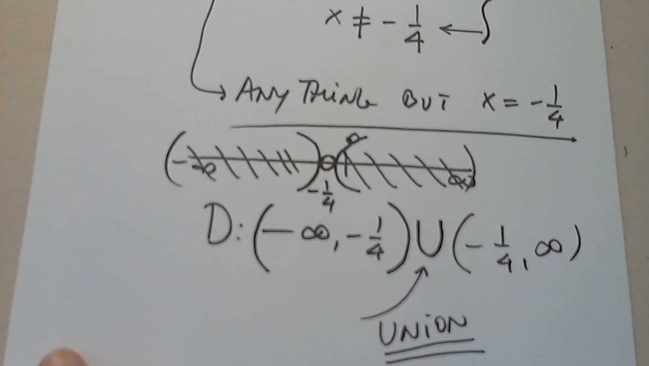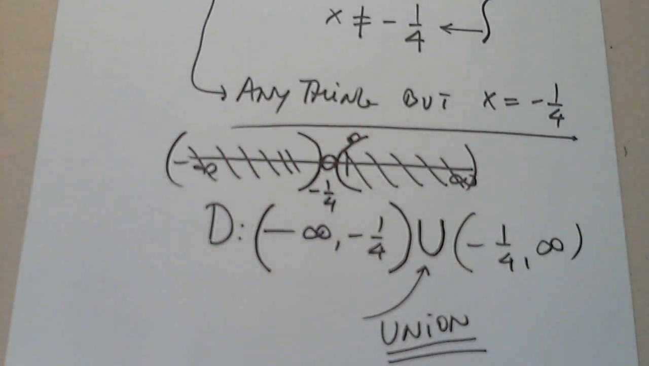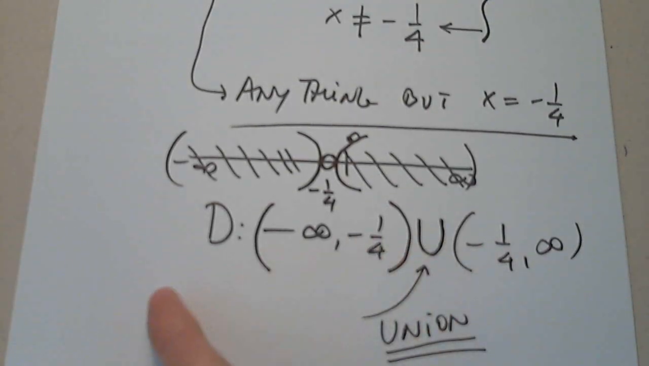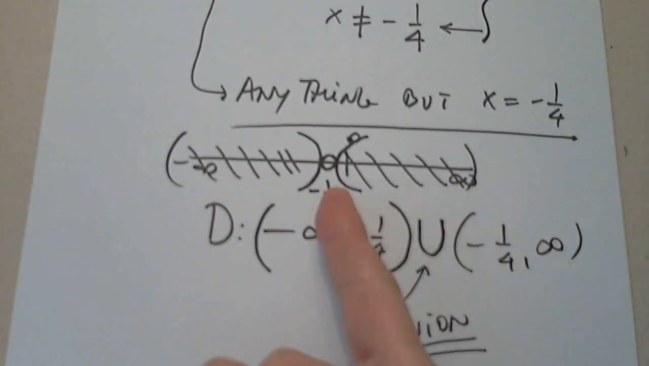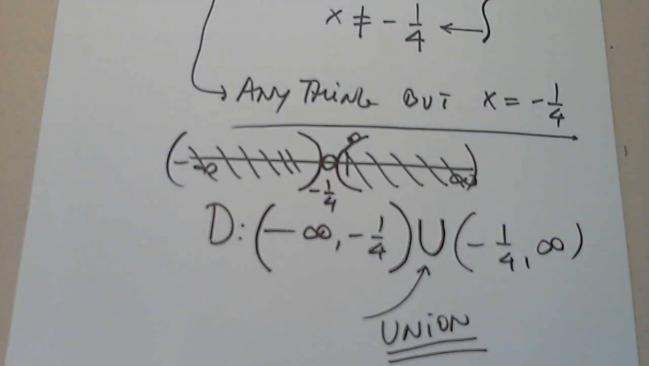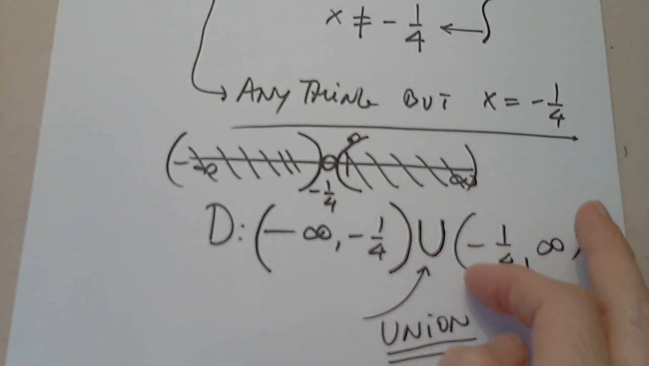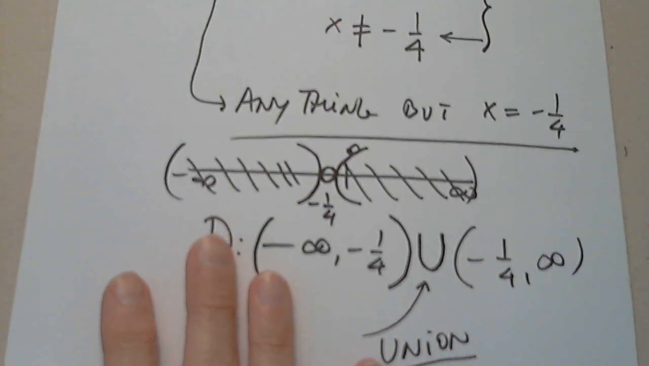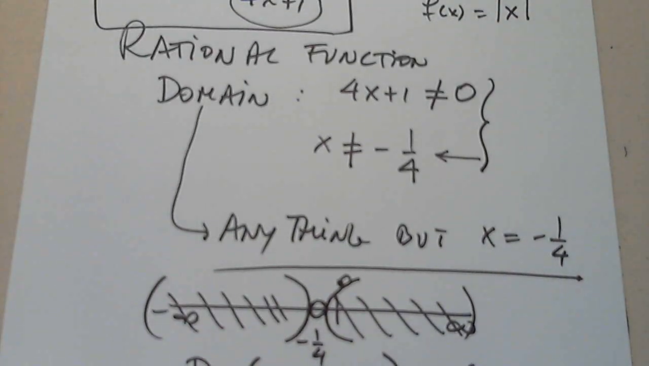So how do we write in mathematical terms anything but negative 1/4? This way. Everything to the left of negative 1/4 and everything to the right of negative 1/4, but not negative 1/4. If I make the error of putting a bracket anywhere, either here or here, then I messed up the answer. Negative 1/4 cannot be included. Is that just because it gets close to negative 1/4, but not exactly negative 1/4? Yes, exactly.